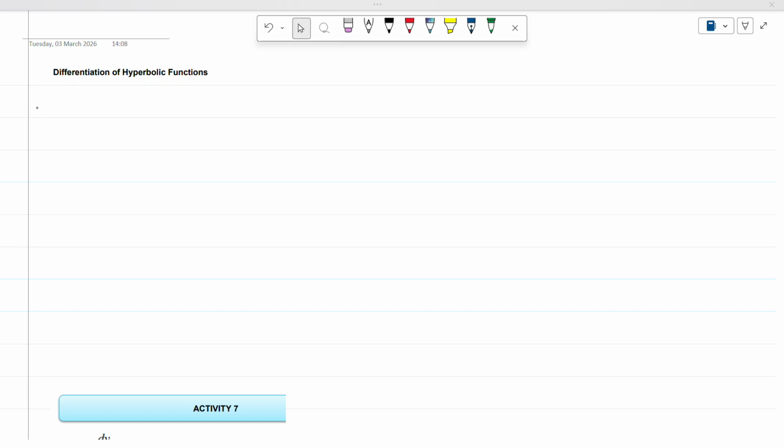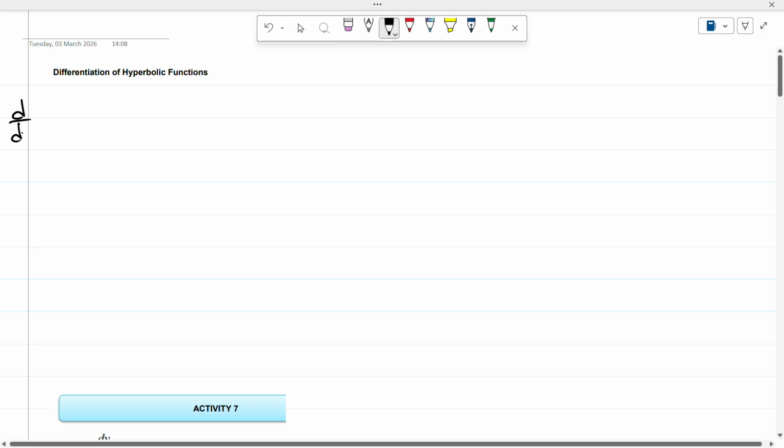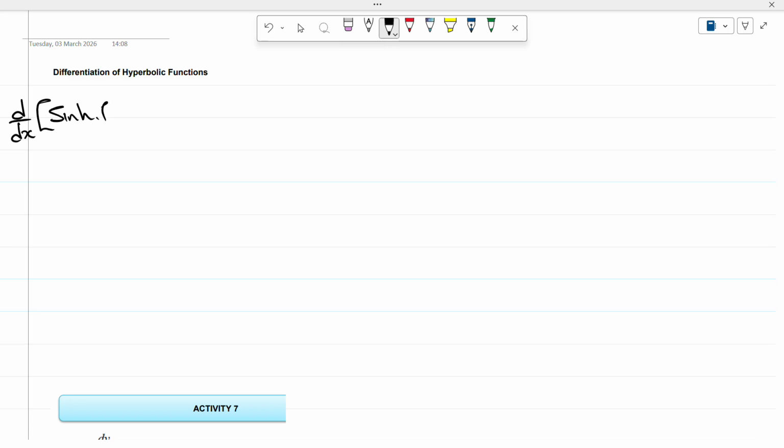If we are differentiating hyperbolic sine of f of x, then this is going to be f prime of x, because we should always differentiate the argument. And then whenever we differentiate hyperbolic sine of f of x, this is just going to be hyperbolic cos of f of x, just like that.